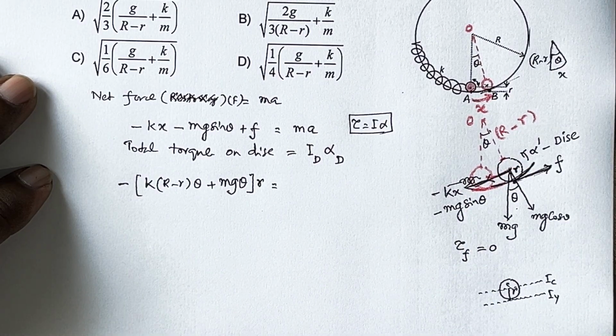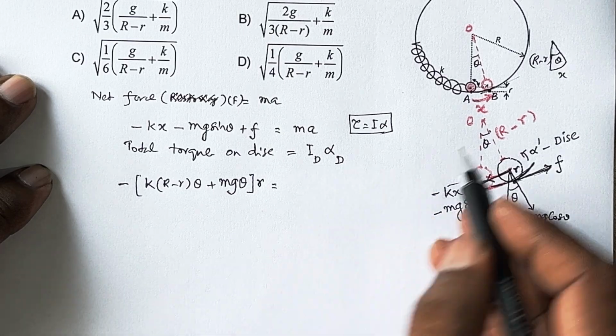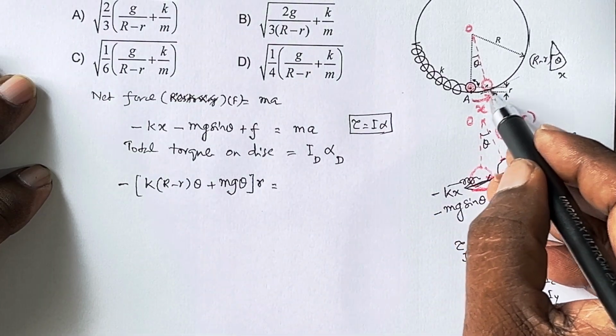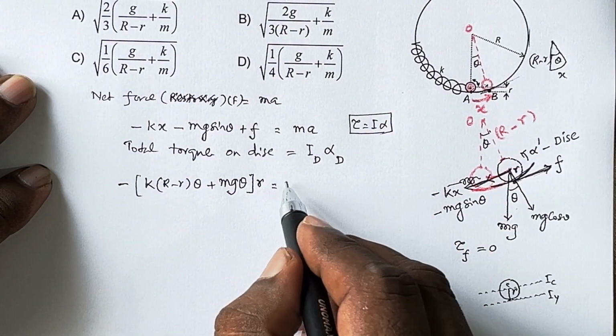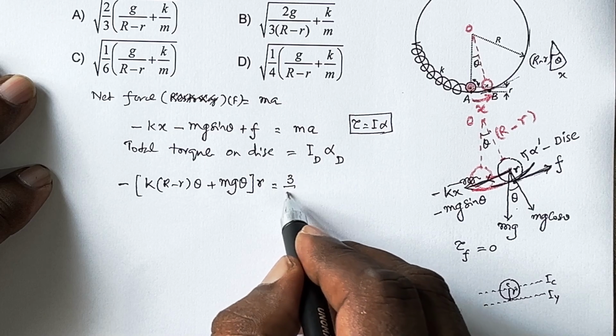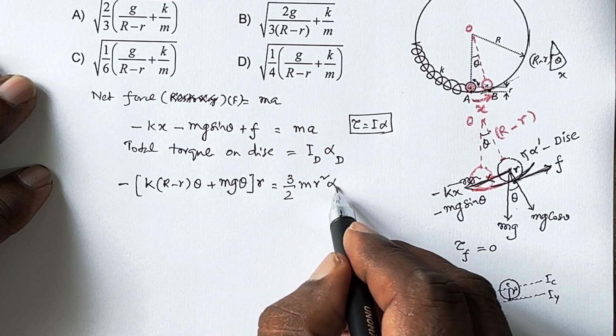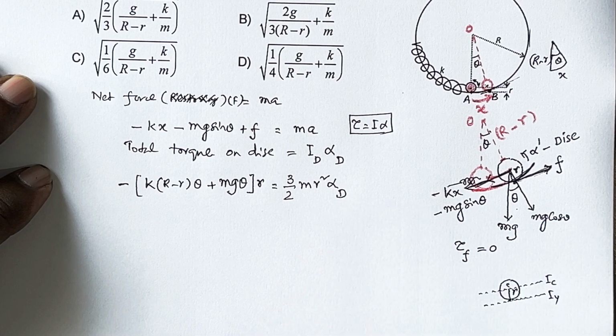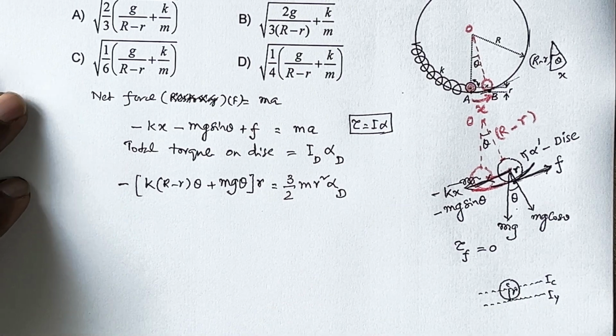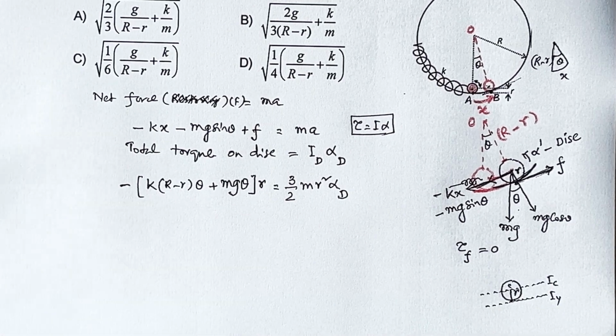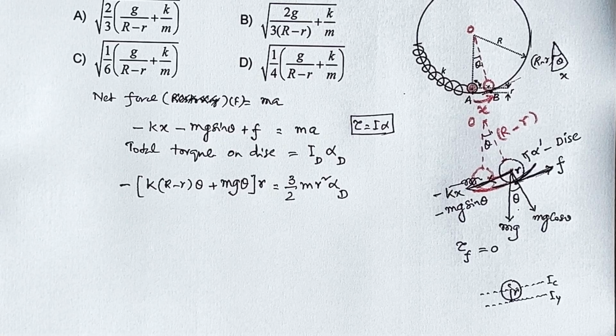So moment of inertia about the disk, about the axis passing through the tangent. That formula we know, na? 3 by 2 mr square into the angular acceleration of the disk. Be careful about that one. So this is the equation we got.